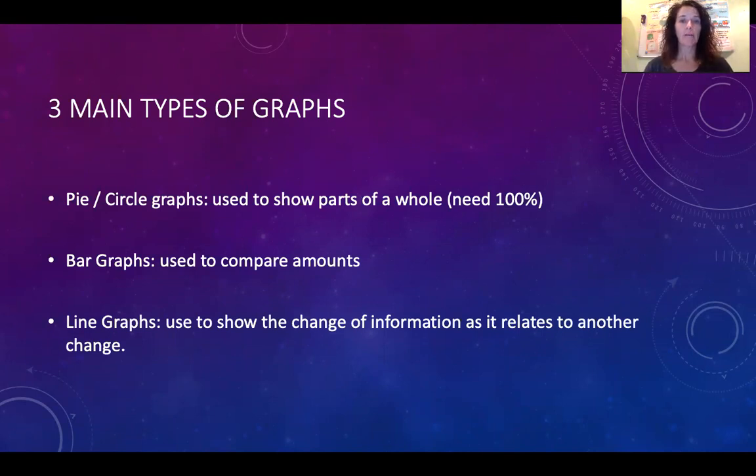Now, bar graph is something we use to simply compare amounts. It's a simple graph. It has an X and Y axis. So it's going to be the square that we're used to seeing in a graph. And it's just used to compare amounts.